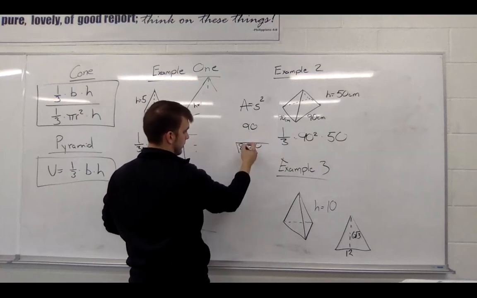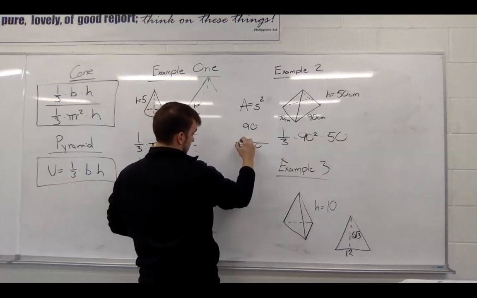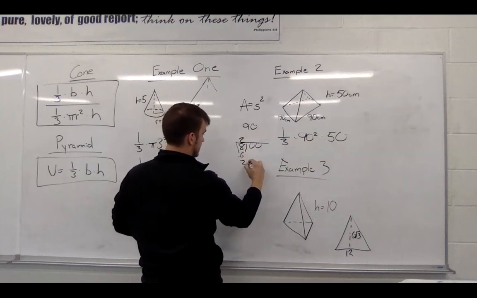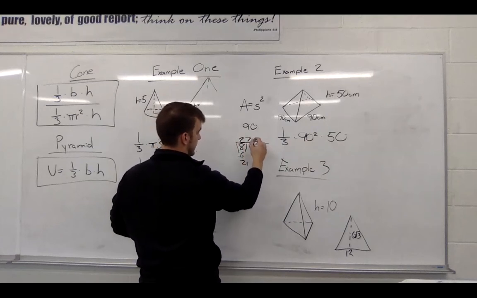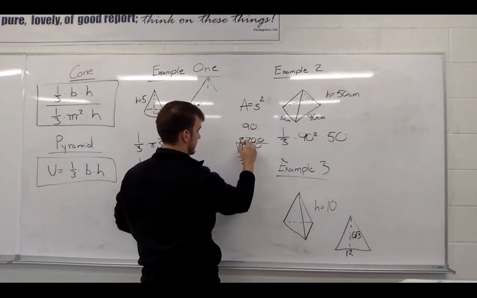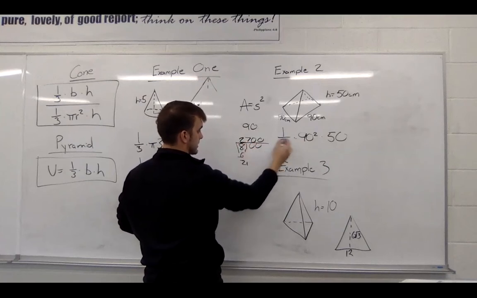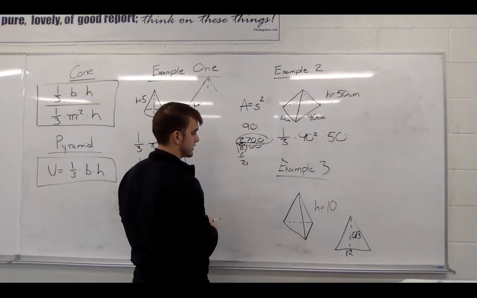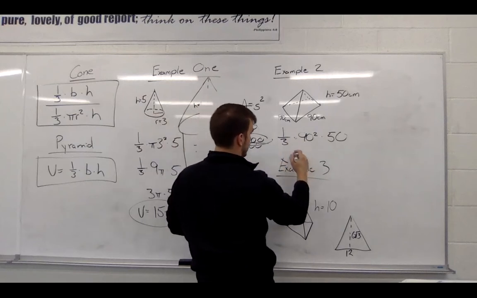So 81 divided by 3 gets me 27, and then 2 zeros. That comes out evenly. So 1/3 times 8,100 is 2,700. Let me just write this out for you.